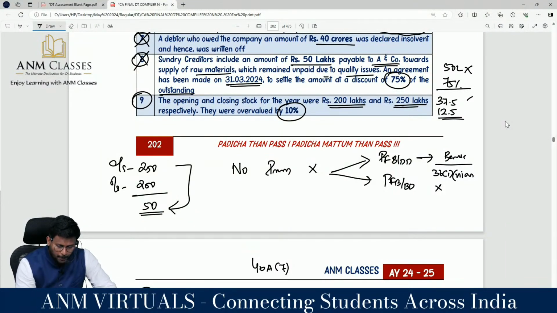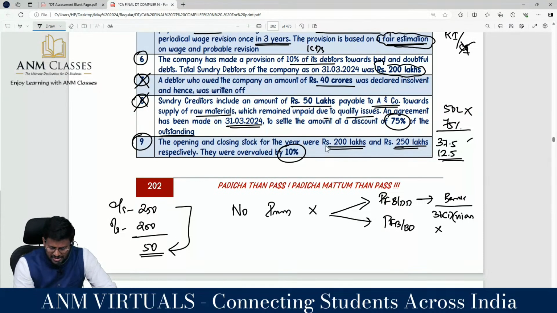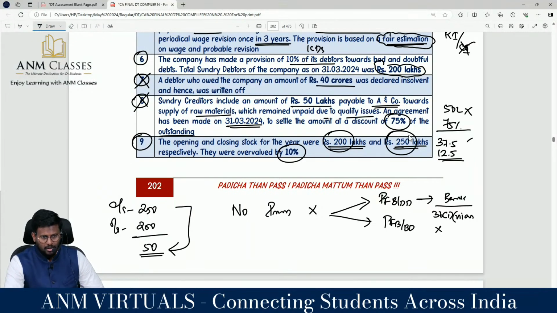Opening and closing stock for the year 200 lakhs and 250 lakhs. Hello sir. They were overvalued by 10%. Sir, answer this, in this figures has been changed. Okay, wow. But we will go with the question. Then 50 lakhs is the closing stock extra. So 50 lakhs divided by 110 into 10. Sir, how much should be reduced?